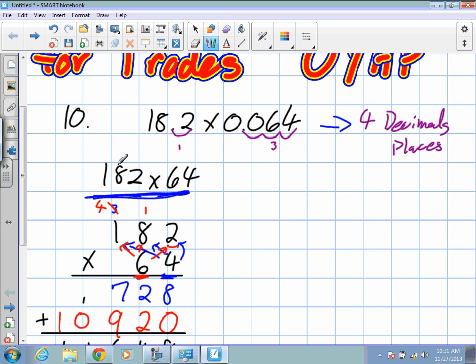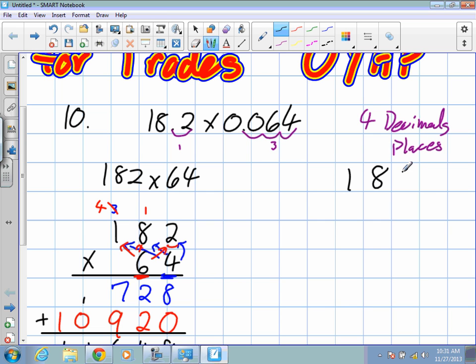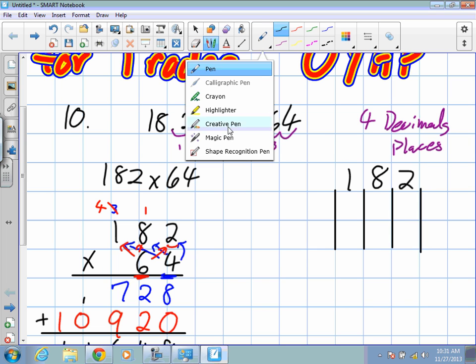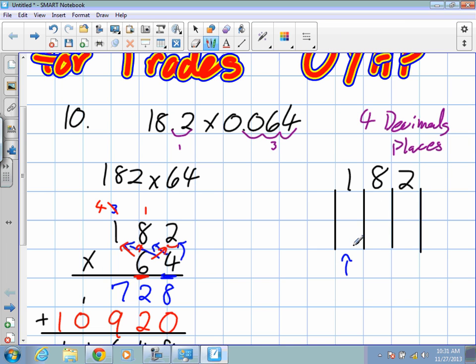182 by 64. When we do this, what I'm going to do is make a box, with the number of spaces as there are numbers. So what I mean by that is I'm going to put the number 182 on top. And I'm going to put 3 columns below it. Each of these numbers stands for a column. So our 1 is our hundreds column, our 8 is our tens, and our 2 is our ones column.